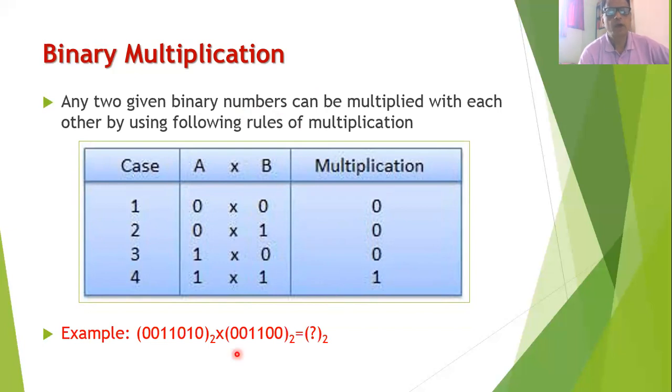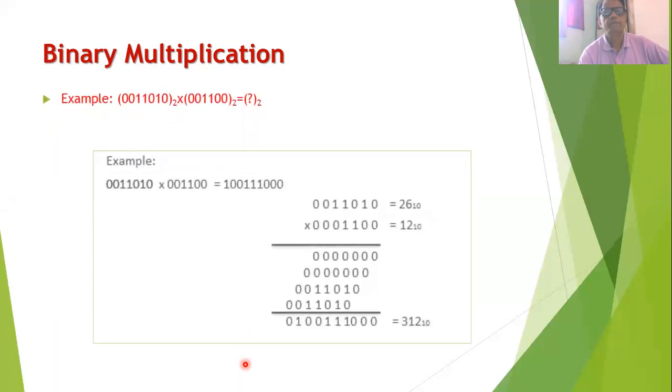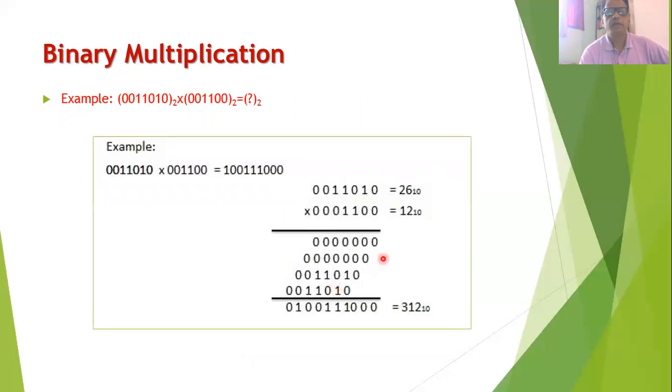Say for example, we have been given the two binary numbers 0, 0, 1, 1, 0, 1, 0, and the second number is 0, 0, 1, 1, 0, 0. And now we want to multiply these two binary numbers. So I will first of all write the first number, below which I will write the second number. And like in decimal, you can start multiplying from the least significant bit to the upper number. So when I multiply the first number by 0, you will find that the result is 0.